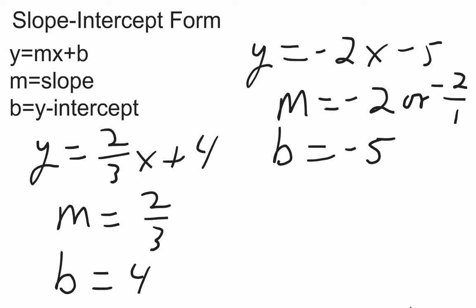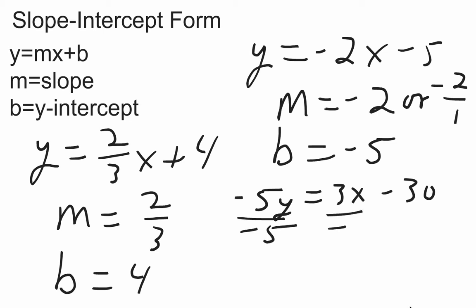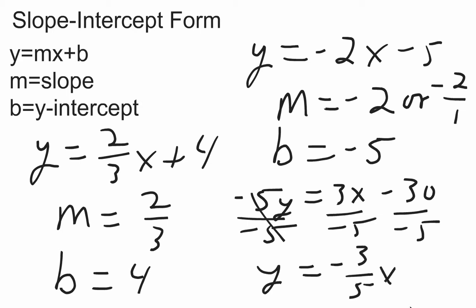If we had an equation that's not in slope-intercept form, such as negative 5y equals 3x minus 30, then I would have to solve for y, so I'd divide everything by negative 5. So then I'd have y equals negative 3/5 x plus 6. So the slope is negative 3/5, and the y-intercept is 6. So it crosses the y-axis at 6. Then I go down 3 over 5, make another point, and then connect those, and I'd have my graph.